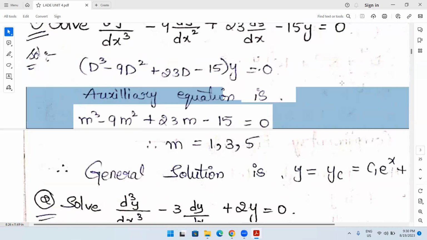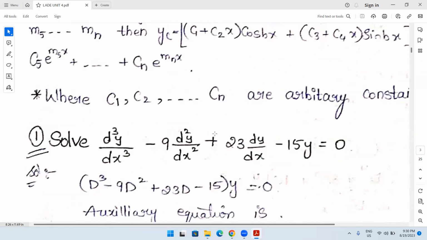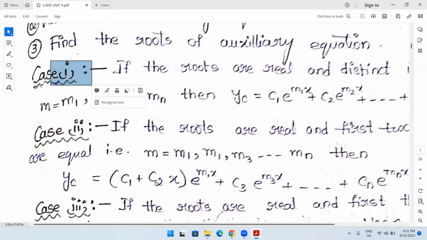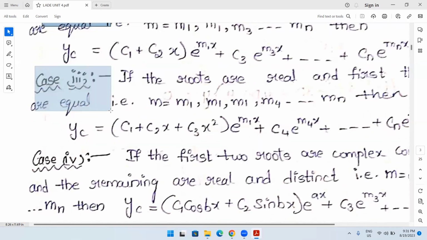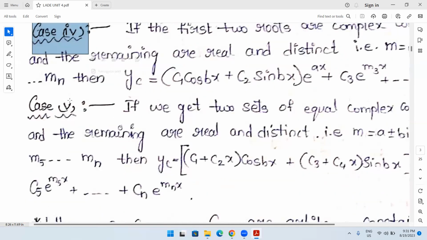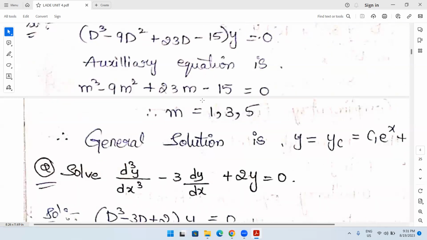And this problem comes under which case? In the previous video, we have seen the 5 cases. The first one is real and distinct. The second is first 2 roots equal and real. The third case is first 3 roots equal and real. The fourth case is complex conjugates. The fifth case is equal complex conjugates, and the remaining distinct. Out of all these cases, 1, 3, 5 means distinct roots.